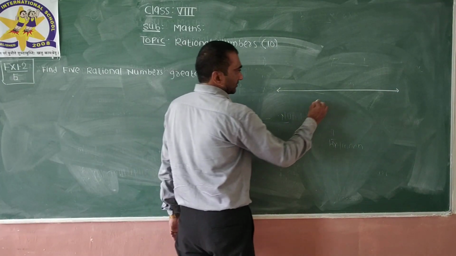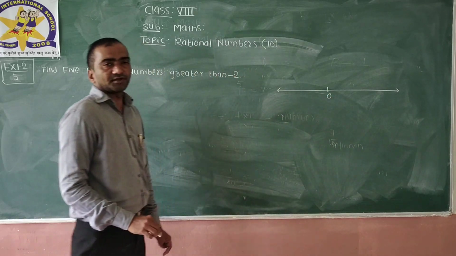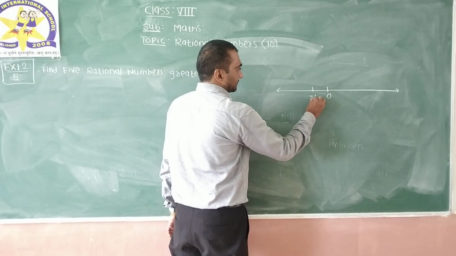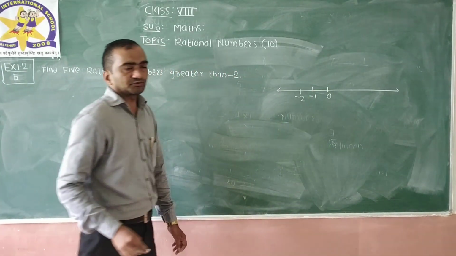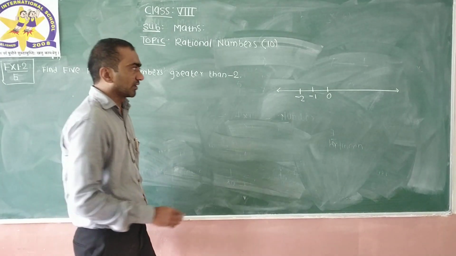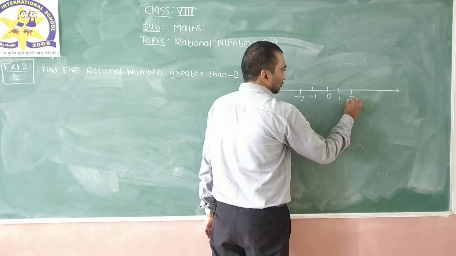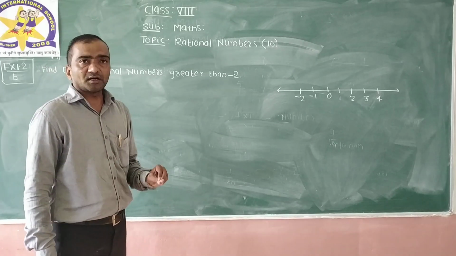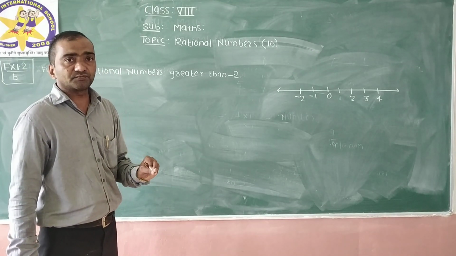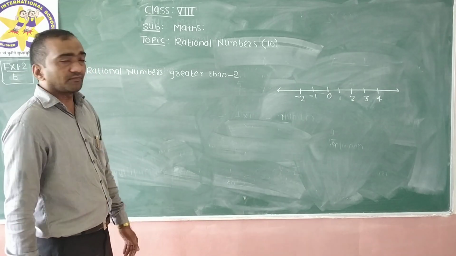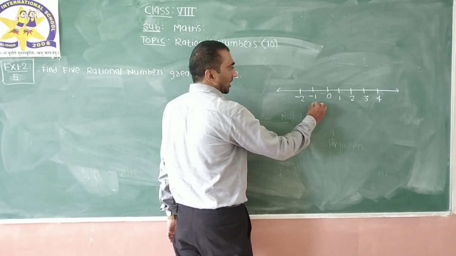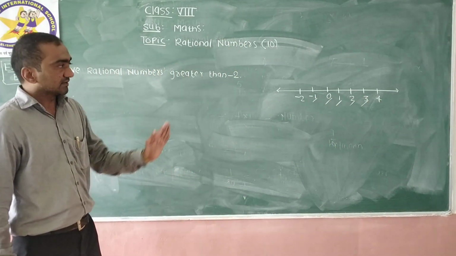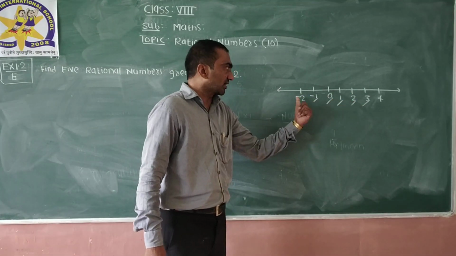Suppose this is a number line, at the center of this number line there is 0. On the left side we mark minus 1, minus 2. On the positive side of the number line, suppose we mark 1, 2, 3, 4 and so on. Now in this question we have to write the 5 rational numbers which are greater than minus 2. So the 5 rational numbers which are greater than minus 2 are minus 1, 0, 1, 2 and 3. Understand? These are 5 rational numbers which are greater than minus 2.